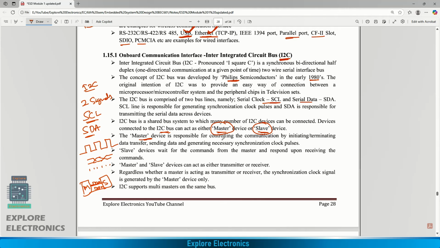So what happens? Master device is responsible for controlling the communication, means initiating the transaction. If I am writing the data or reading the data, everything will be controlled by the master. Slave will be just receiving the data. Master is sending data and generating necessary synchronizing pulses, but slave device waits for those commands from the master and responds depending on that. So master can be a transmitter or receiver, and slave can also be a transmitter and receiver, but initiating the transaction will be from the master.